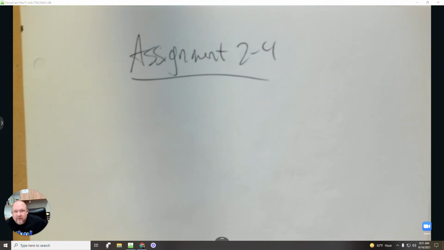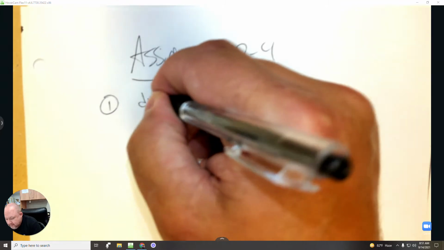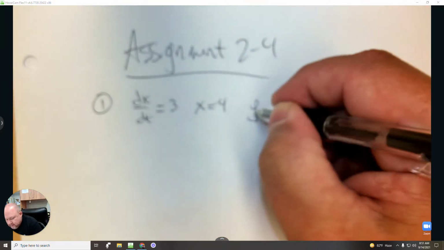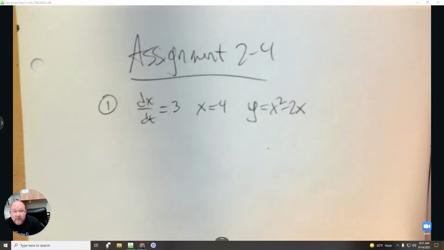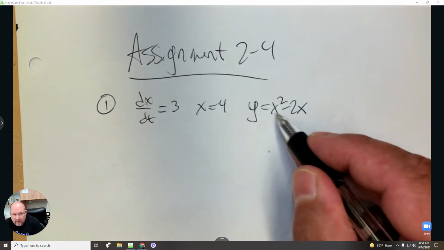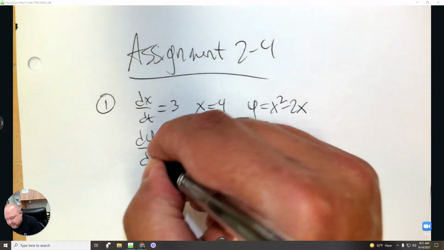Alright, so assignment 2-4. Let's do this together. In question number 1, you're given that dx/dt equals 3 and x equals 4. And you're given an equation, y equals x squared subtract 2x. So our first step is we have an equation in one variable. So we're going to take the derivative right away with respect to time.